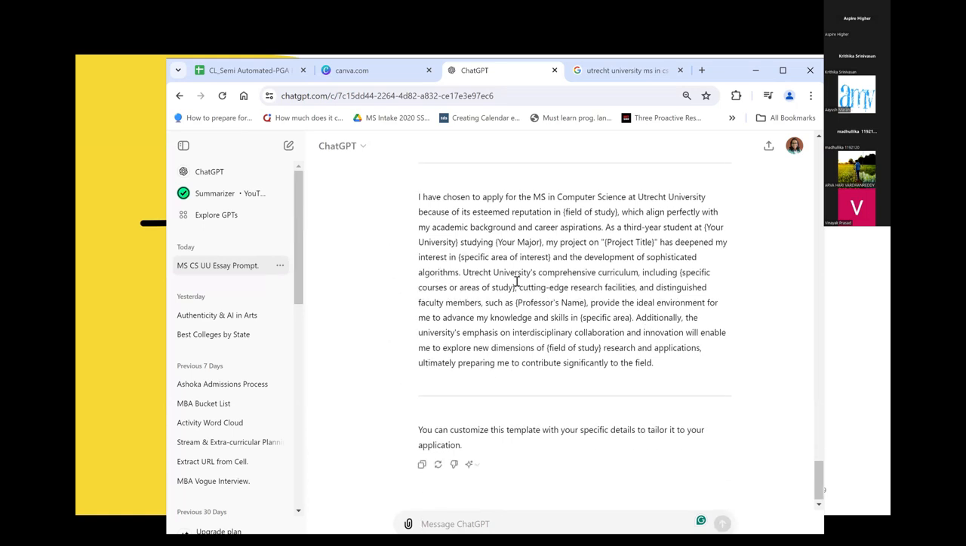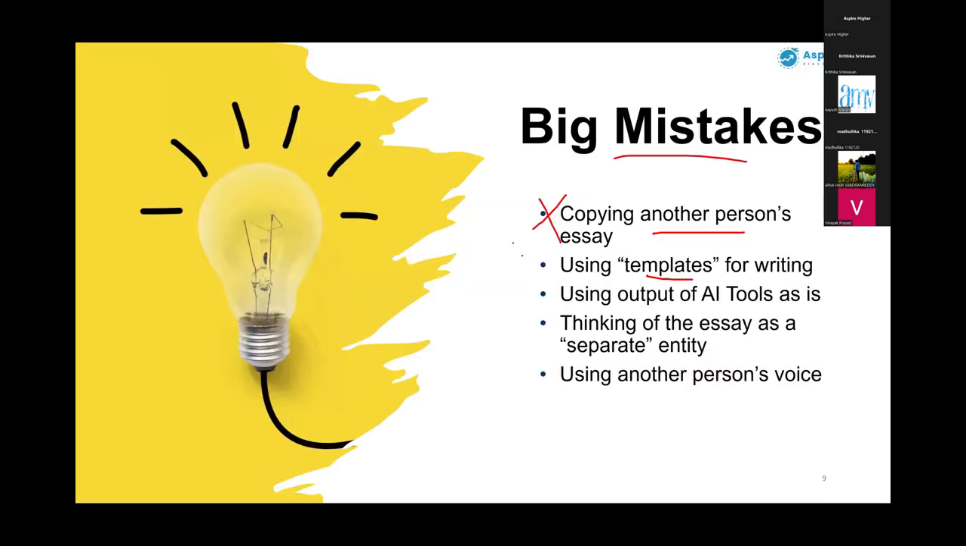This is one of the biggest mistakes that people make, thinking that they're smart, when they're not. When you're copying somebody's essay, or using a template for writing, it's not there. And obviously, using the output of the AI tools as is will literally make an ass of you. So don't do that either. Now I'm going to talk about one other thing, which is thinking of the essay as a separate entity.